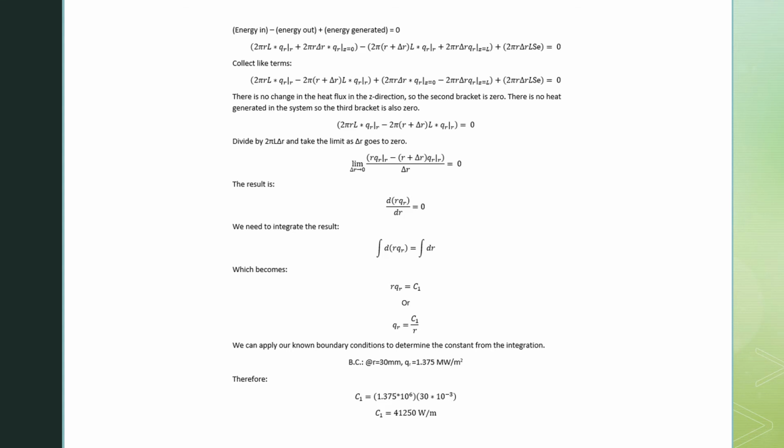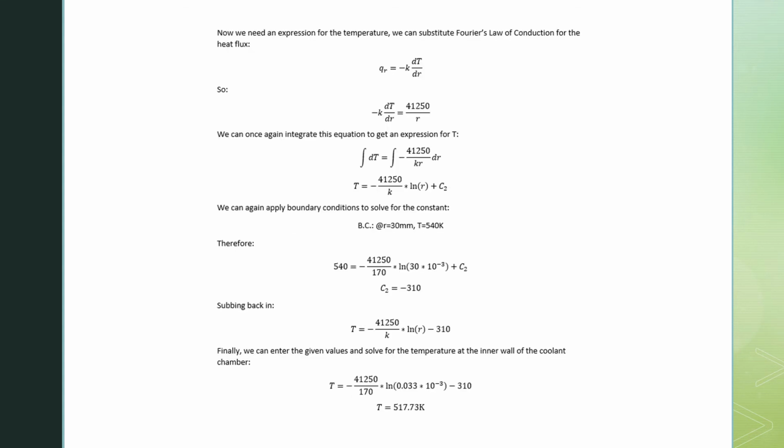41,250 watts per meter. Moving on, they will now use Fourier's law of conduction to form another equation, which is negative K dT over dr is equal to 41,250 over r. Once they have this, they can integrate it and apply their second boundary condition, which is at r equals 30 millimeters, T is equal to 540 Kelvin. Once they have this, they can solve for C2, which is equal to negative 310 Kelvin. Subbing everything back in will allow them to solve for their coolant layer inner wall temperature, which is 517.73 Kelvin.